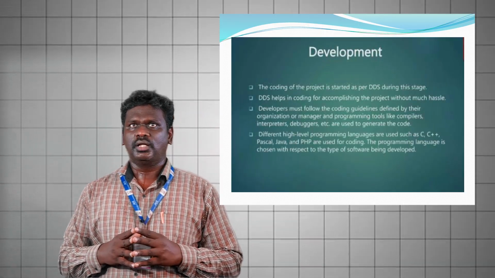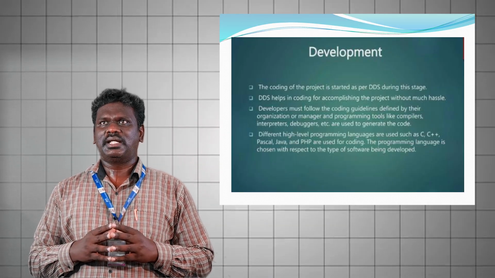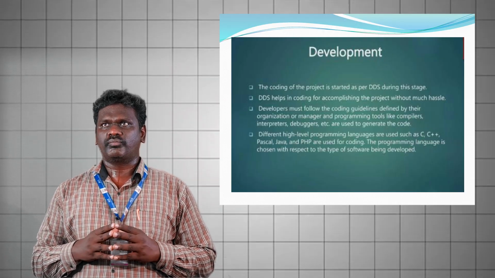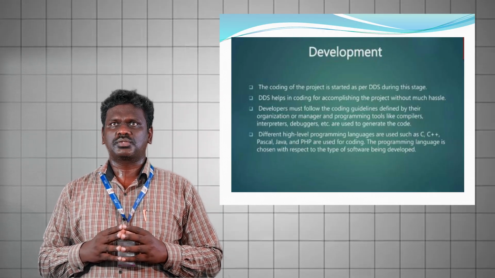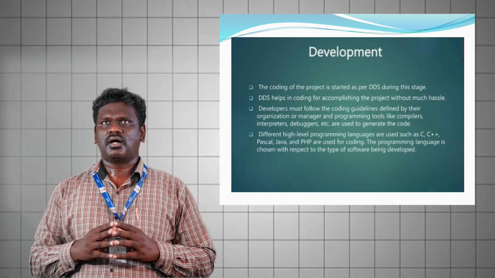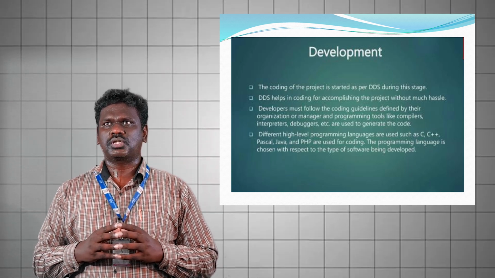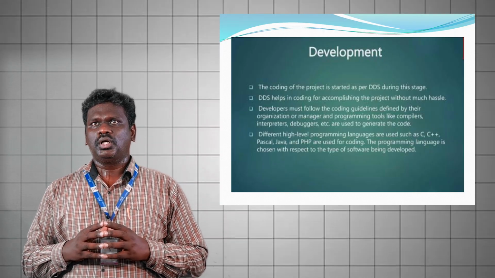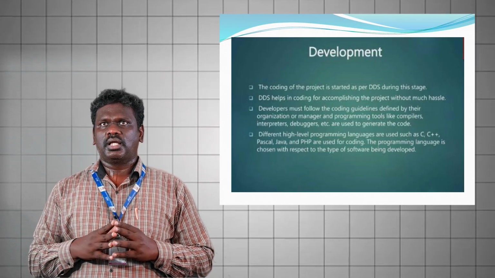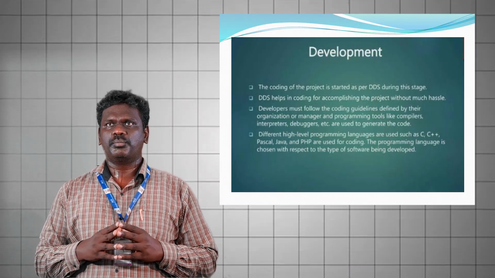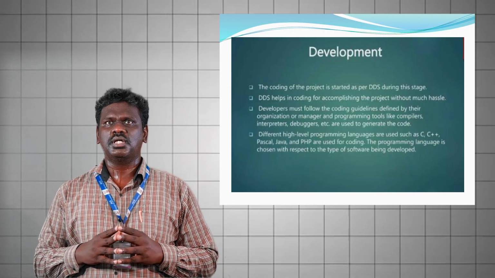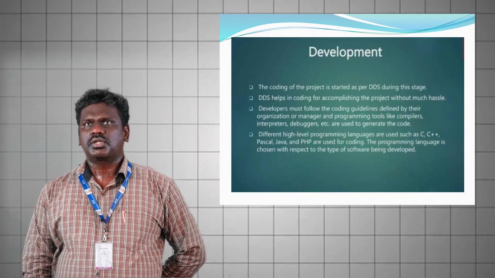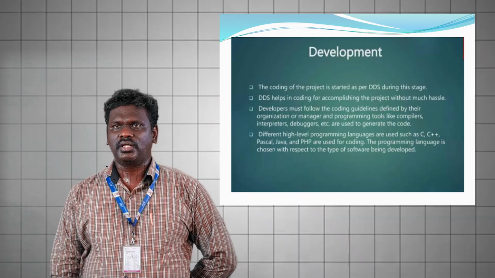The development method. The coding of the project starts from the DDS during this stage. The DDS helps in coding to accomplish the project without much hassle. Developers must follow the coding guidelines defined by the organization or manager, and programming tools like compiler, interpreter, debugger, etc. are used to generate the code. The debugging will be done by other teams. Different high-level programming languages such as C, C++, Pascal, Java, and PHP are used for coding. The programming language is chosen with respect to the type of software being developed.